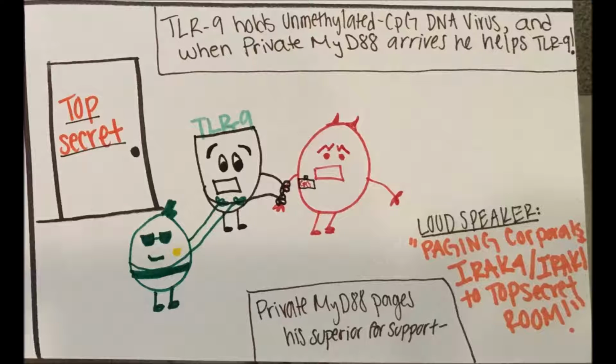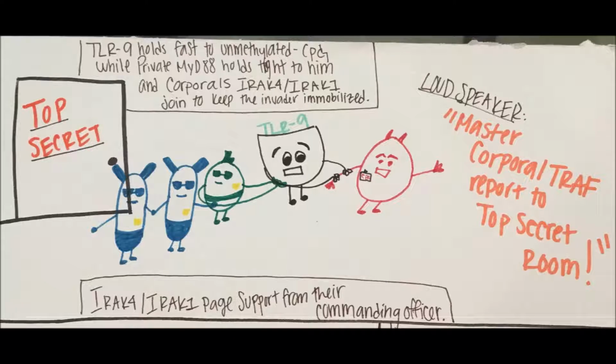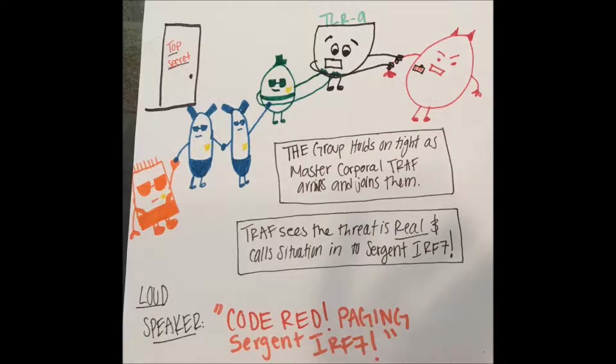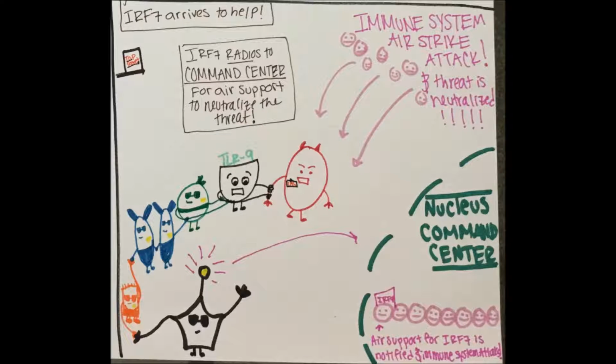TLR9 first recruits MYD88, which is a response protein that will stick to TLR9 and the intruding DNA. The response team that responds is IRAK4 and IRAK1, and they stick to MYD88 and the invading DNA attached to TLR9. And TRAF response protein guards are called in to help, and when they arrive, they send a message to their command officer, IRF7, which is responsible for sending the message of a foreign invasion to the security office, meaning the DNA in the nucleus of the cell.